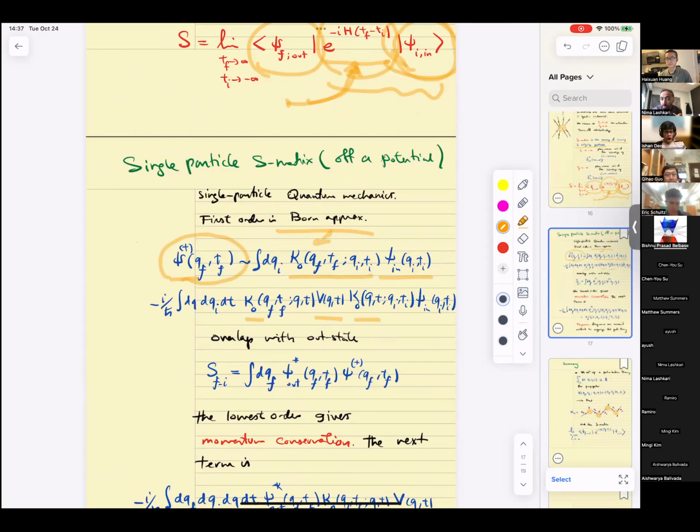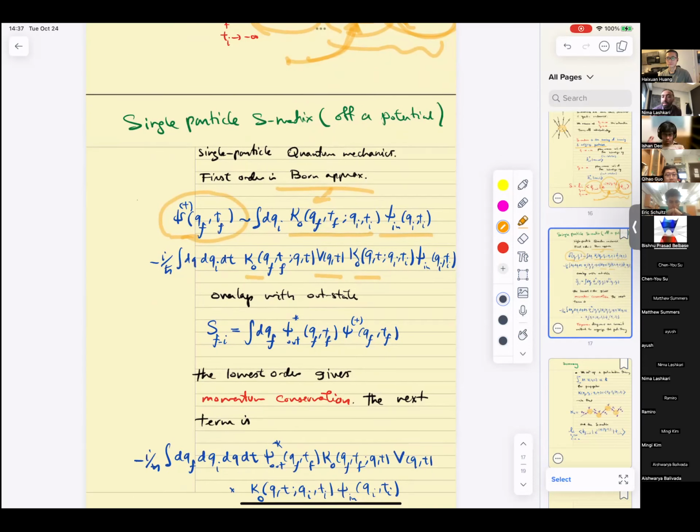Good? In the Born approximation, the first term was V, the k0 V k0. Sorry, k0 free propagator, interaction, free propagator. And then if I want to calculate the S matrix, I'll have to take the overlap of this with some psi star out of q of ft of f. That's what the S matrix is. So it's a very helpful exercise to do this.